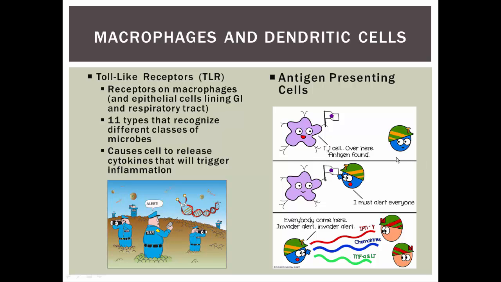Now the T helper cell is kind of our general. And so this macrophage goes up to the T helper cell and says, hey, look what I found. Now the general is all excited about the scout reporting back to him, and then he's going to basically, through the release of a bunch of chemicals, excite other T cells and the B cells and get them to have an immune response and to fight off the pathogen. So again, antigen presenting cells are scouts. They're looking for and reporting back to the T cell and telling them what they've found.